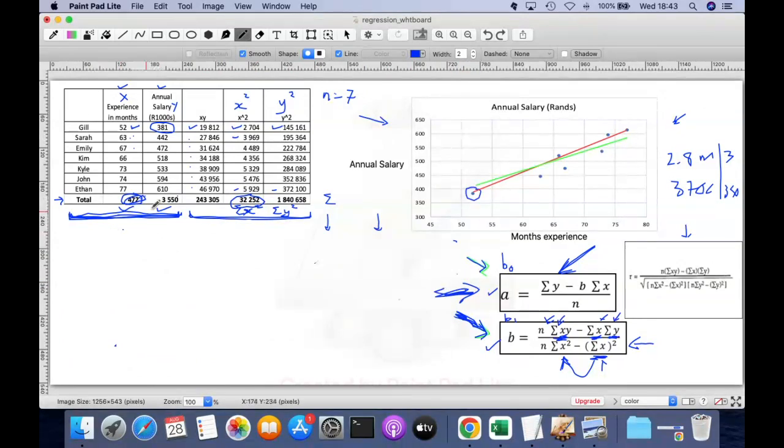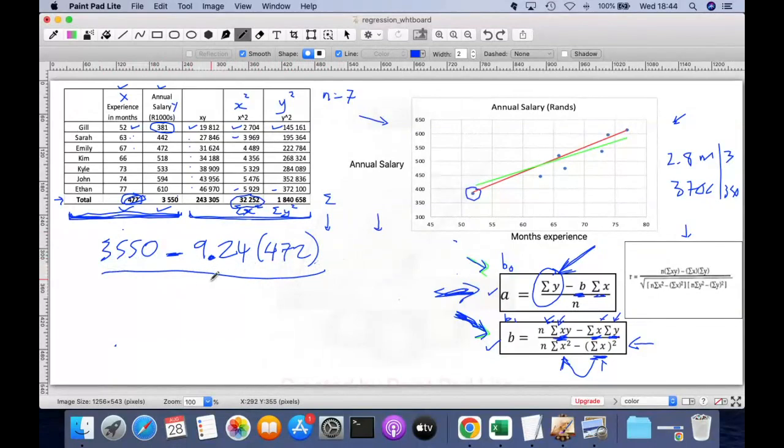The first value is sum Y. In our table, it's 3550. So that's the first value I'm using. This here, sum Y, minus B, which is what you worked out earlier, which is 9.24, times sum X, which is 472, I believe. All divided by N, which is 7.